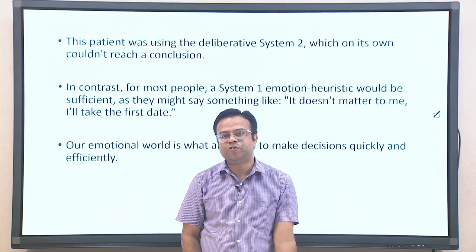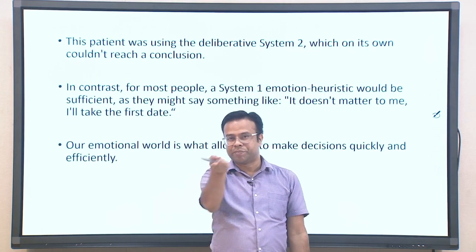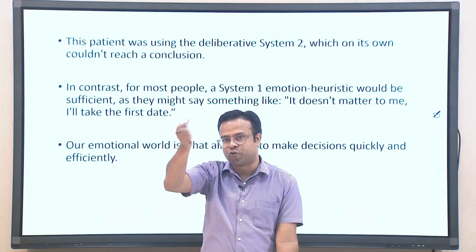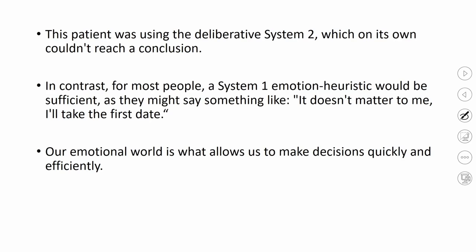This patient was basically using the deliberate system 2 that we have discussed in the last few lectures, where we said there are two processing systems, system 1 and system 2. System 2 is very elaborate and you do all the cost benefit analysis to reach a conclusion. System 1 is more quick and heuristic. So, this patient was using system 2 to do all the cost benefit and detailed elaborate analysis on his own, but he could not reach a conclusion.